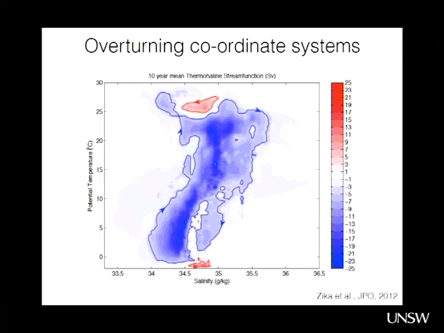So you have water that is getting warmer and then getting saltier and then getting colder and then getting fresher as it goes around like that. So that is basically what the global overturning circulation is doing. But, as I said, it's very far removed from geography.